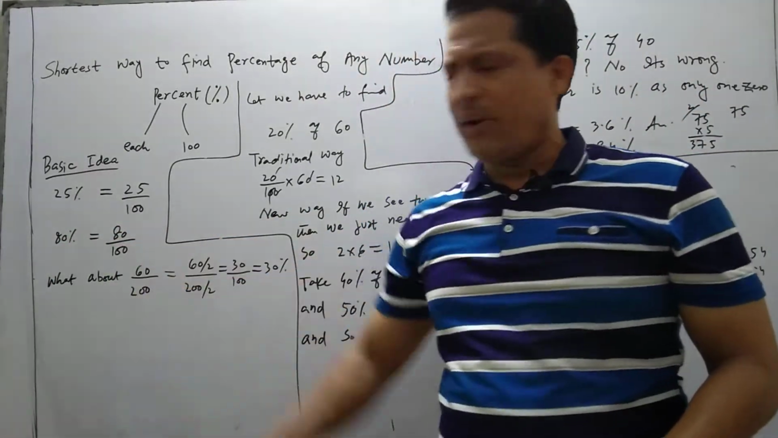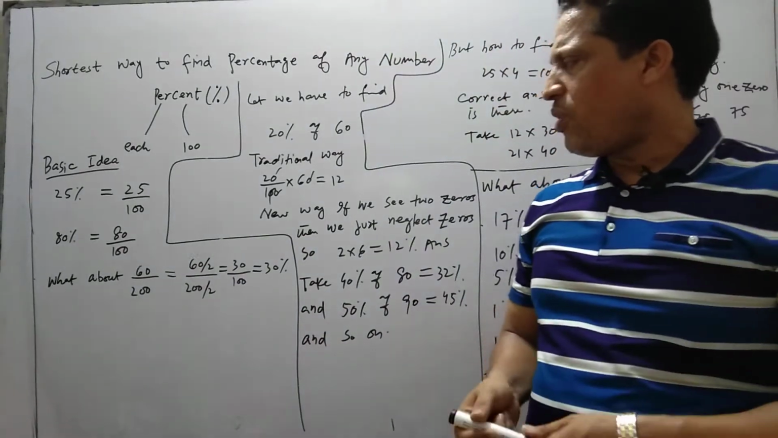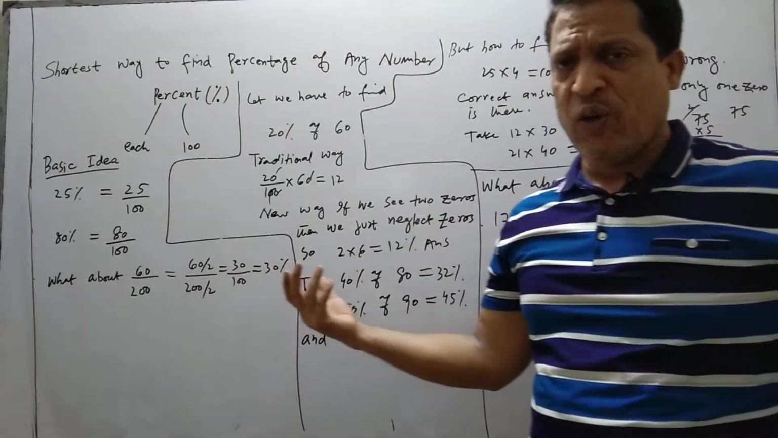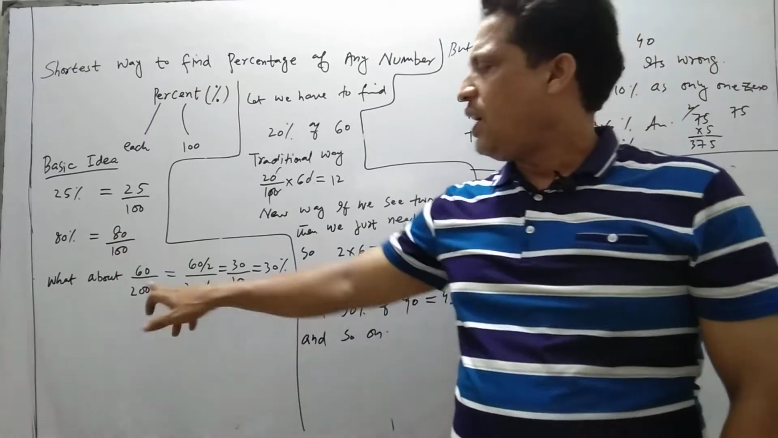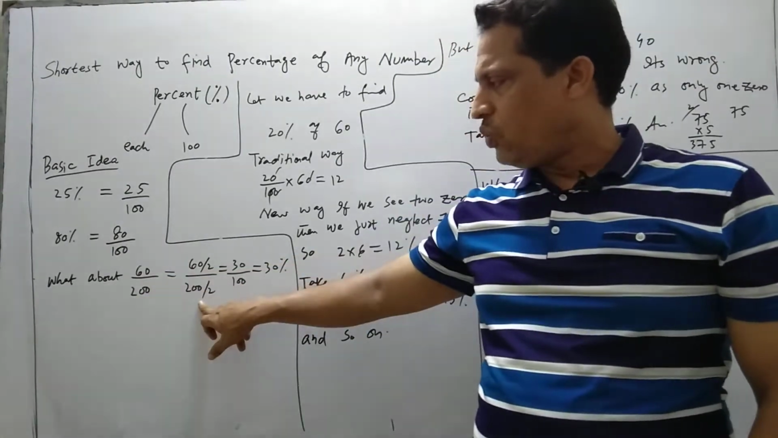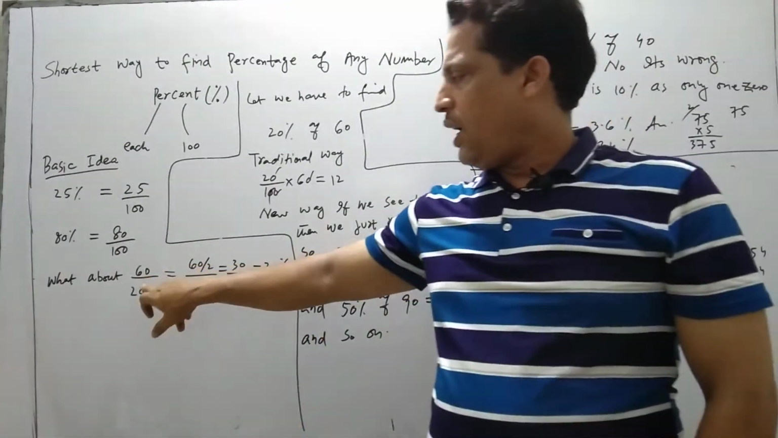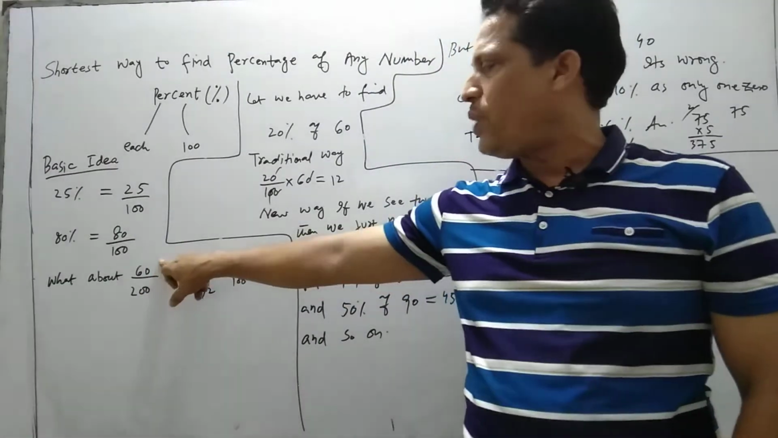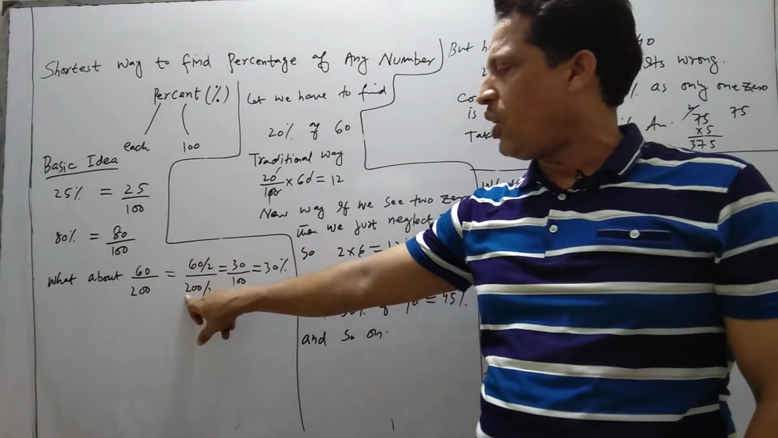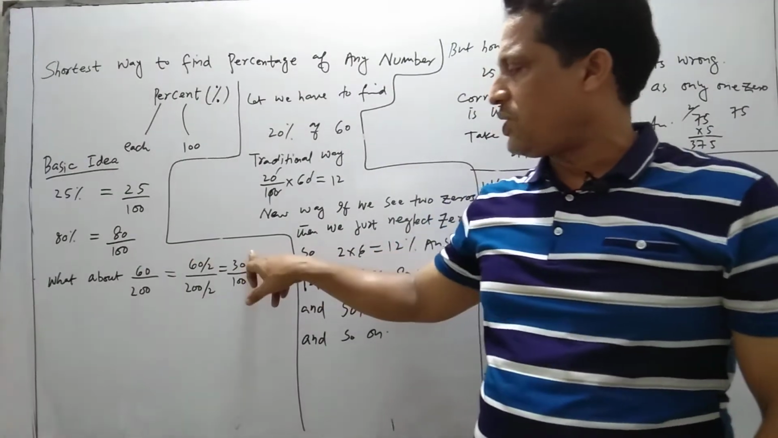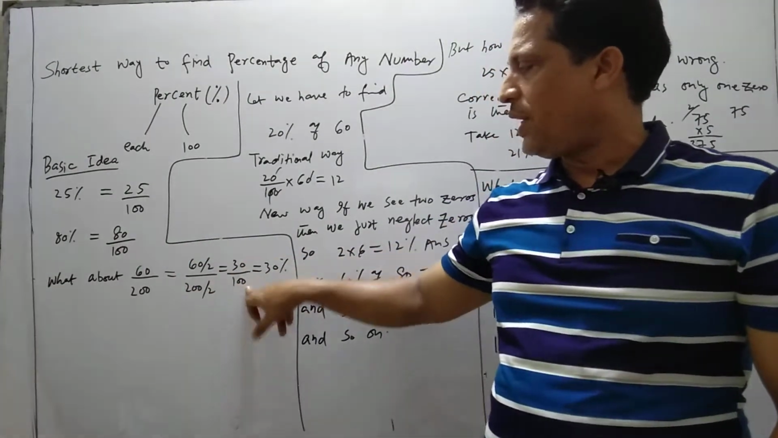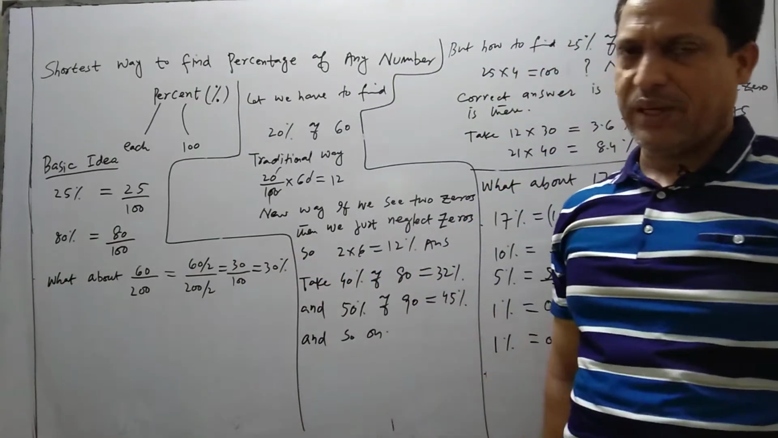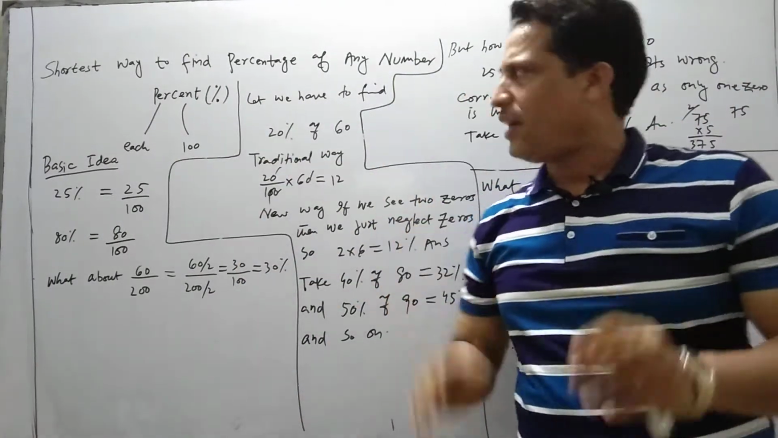What about 60 upon 200? Converting it into percentage is very easy. Just divide 200 by 2 to get 100, and if you divide the denominator by 2, you also divide the numerator by 2. So 60 upon 2 over 200 upon 2. So 60 divided by 2 is 30 and 200 divided by 2 is 100. So 30 upon 100 is 30%. This is the basic idea.